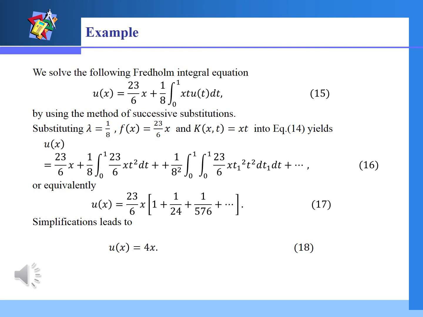Here we consider a specific example to test the successive substitution method. For this we consider equation 15. Comparing equation 15 with equation 9, the value of lambda is equal to 1/8, f(x) is equal to 23/6 x, and k(x,t) is equal to xt. Using these values in equation 14, we get equation 16.